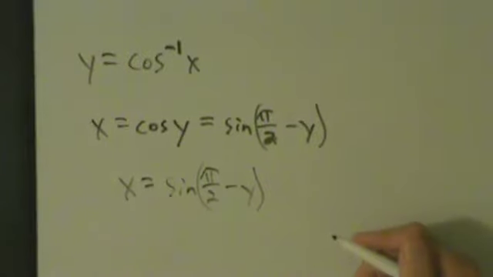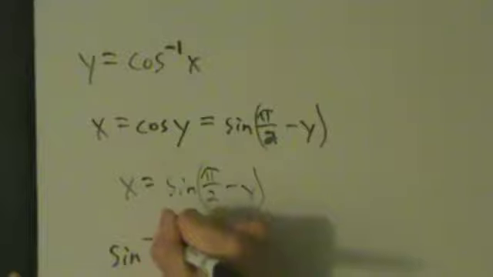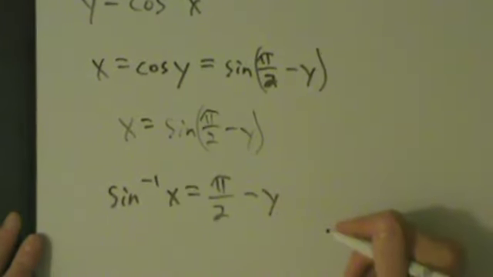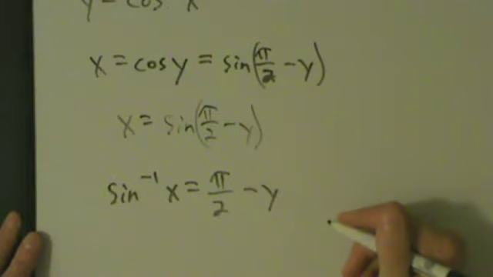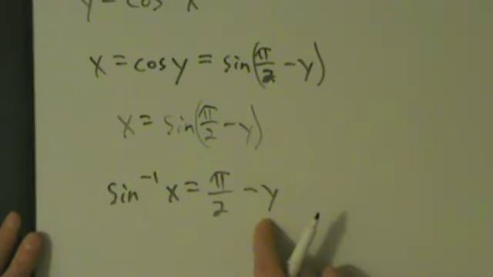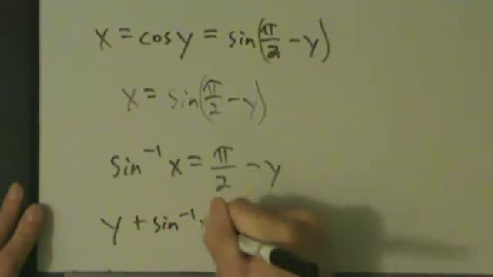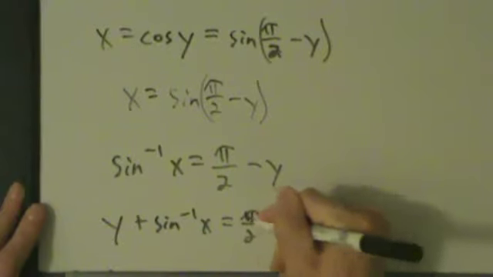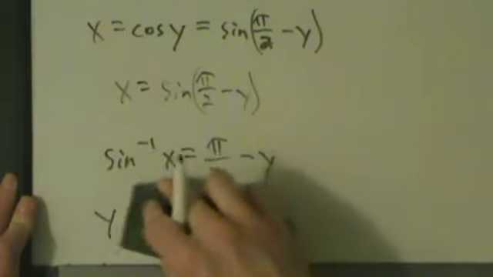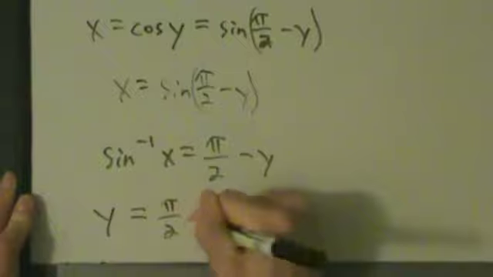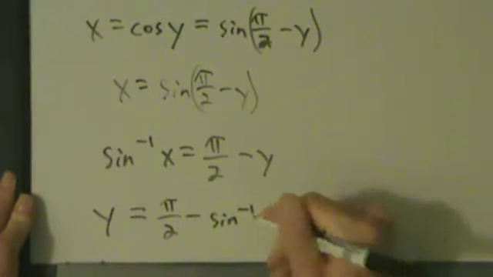Now if we take an inverse sine of both sides, that means inverse sine of x equals pi over 2 minus y. So now we have that. Let's go ahead and add y to both sides. Then we have y plus inverse sine of x equals pi over 2. Now let's subtract inverse sine of x from both sides. Then we're going to have y equals pi over 2 minus inverse sine of x.